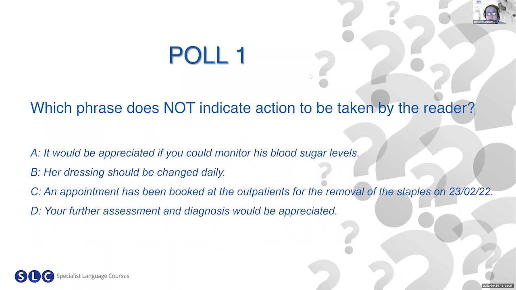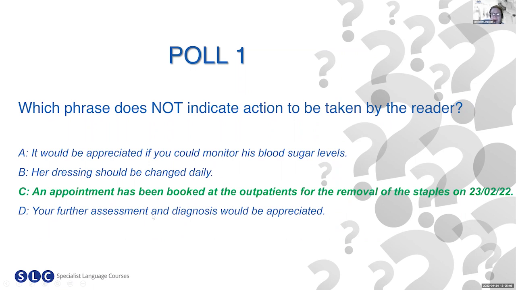So 3 of them require action to be performed on the patient. 1 of them does not require any action, you're just reporting information. Okay, last 2 seconds. If you haven't voted, please vote now. Let's have a little look at the results. The majority of you have chosen C as the phrase that does not indicate action to be taken by the reader, and that is the correct answer.